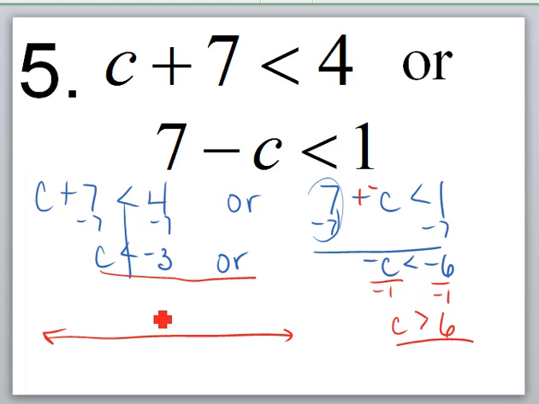What's that look like on the number line? Well, I'll have negative 3 and I'll have 6 on my number line. I will put an open dot on negative 3. It says c is less than negative 3. Or, it has to just fit one or the other, greater than 6. So open dot on 6, shaded to the right.